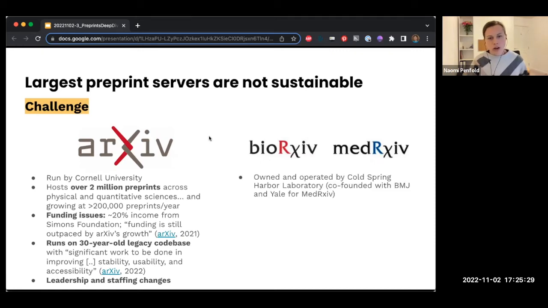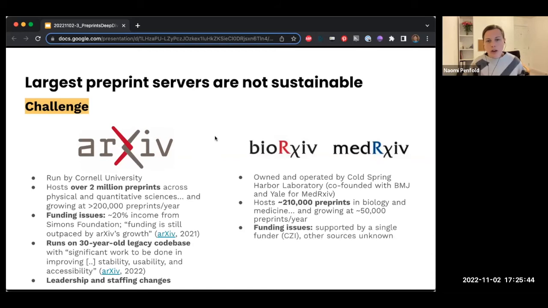bioRxiv and medRxiv are owned and operated by Cold Spring Harbor Laboratory. The latter was co-founded with BMJ and Yale University. They are much smaller at this point, but growing, and have been going for several years now. With bioRxiv and medRxiv, unfortunately their funding is not transparent, so we can't really be sure what's going on backstage, and that's one of the issues. We are aware that there's been one predominant philanthropic funder helping support bioRxiv and medRxiv, and that's the Chan Zuckerberg Initiative. And so that brings up the issue of reliance on single funders. That's great while you've got it, but what about sustenance? What about maintenance? How do you continue supporting these services?